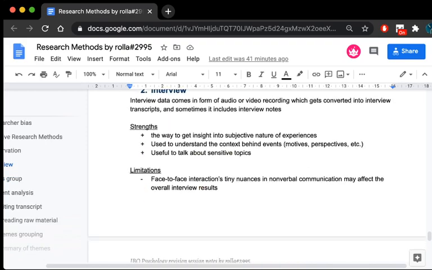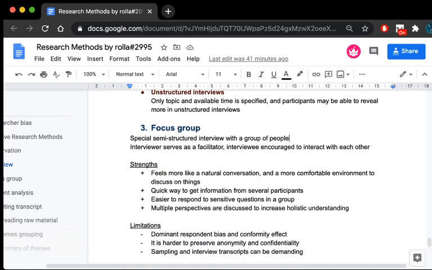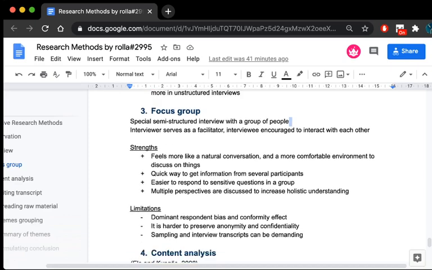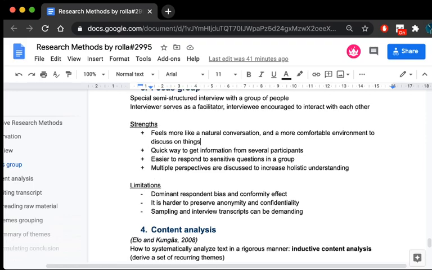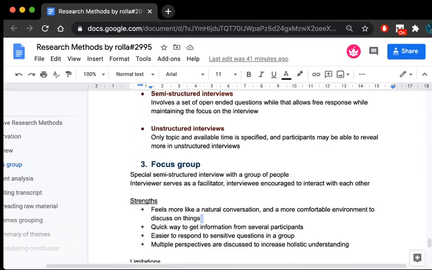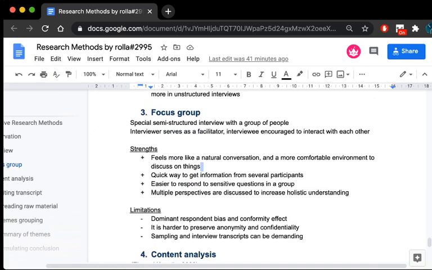And then after interviews, we also have focus groups. Focus groups are similar to interviews. However, it's done in a group of people, and it's usually a semi-structured interview. Usually, the interviewer serves as a facilitator or a moderator, and the interviewees, the participants, are encouraged to interact with each other. Usually, when this happens, it doesn't feel as stiff as interviews because it's like conversing with someone else, and it's also a good way to get information from several participants at once.